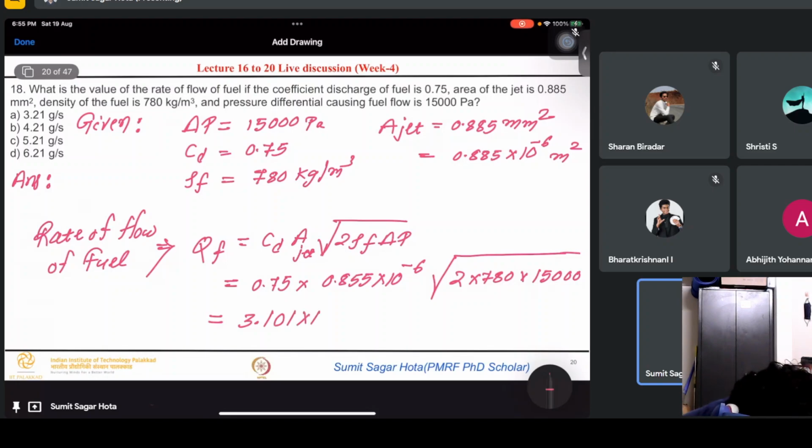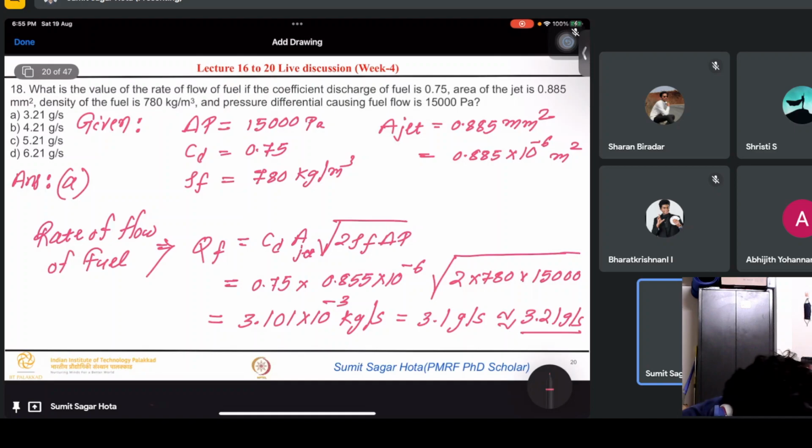3.101 times 10 to the power minus 3 kg per second. Kg per second to gram per second, just multiply by 1000. So the answer is 3.1 grams per second, but there is no 3.1, so the nearest answer is 3.21. So that is the answer. Okay, so the answer is A.